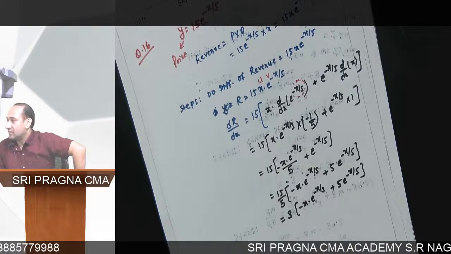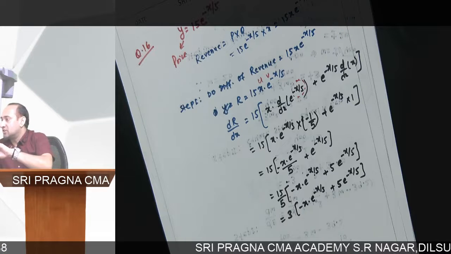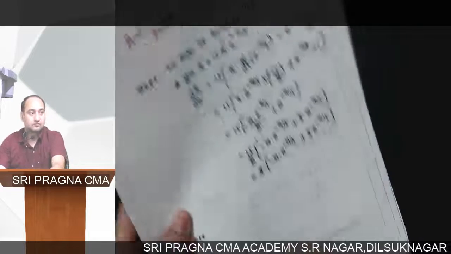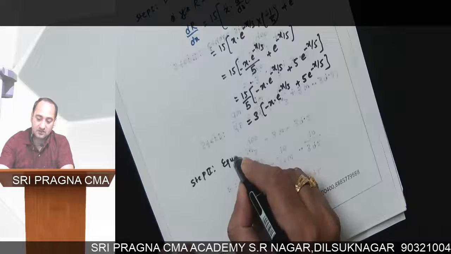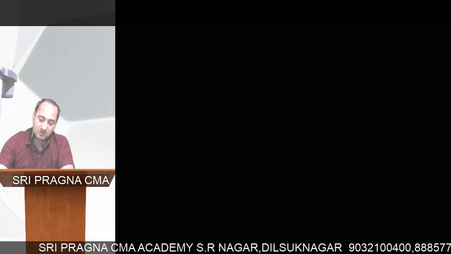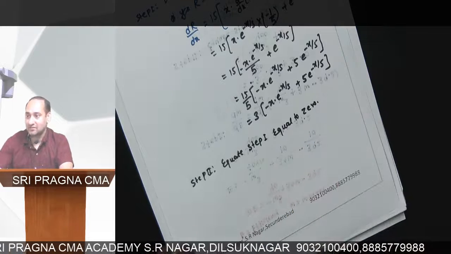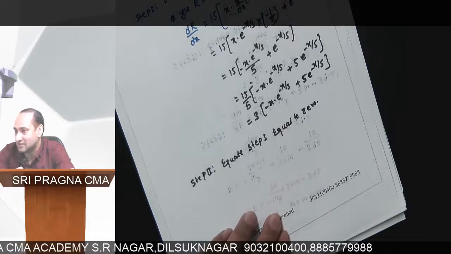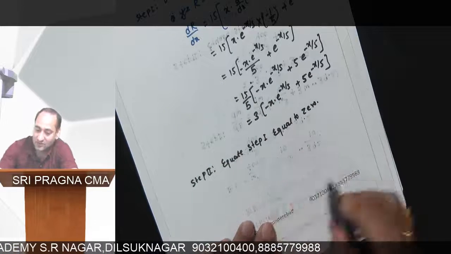Okay, comfortable? Now step number 2, what do we do? Equate this equal to 0. Let us do step number 2: equate step 1 equal to 0. So this type of question they are going to ask in the exam. If they want to give a tough paper, they are going to do this type of thing. Easy ones, question number 13 will be there. So let us do this one.